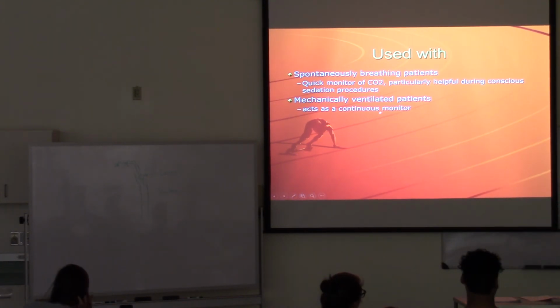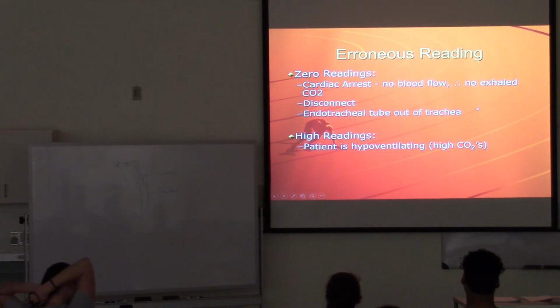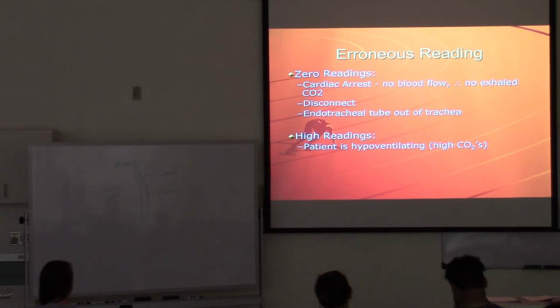And then on mechanically ventilated patients, it's usually continuous monitoring. Cardiac arrest, no blood flow, we talked about that. You also get a 0 reading if there's a disconnect, or if the endo tube comes out of the trachea, it will show a 0. That sounds like a really good test question. Doesn't it? I think it does too.